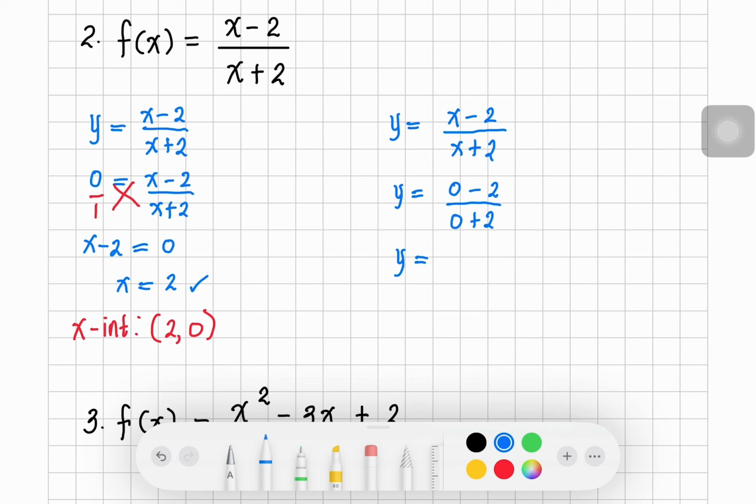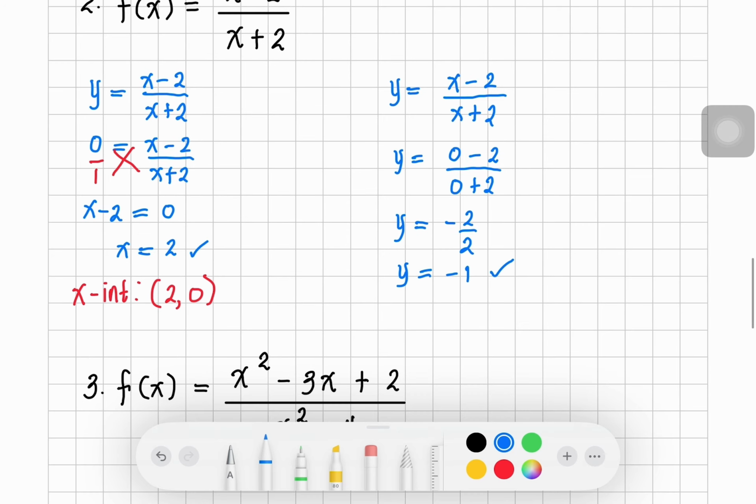So let's simplify. 0 minus 2, this is equal to negative 2. 0 plus 2 equals positive 2. And we can still simplify negative 2 over 2. It will become, very good, negative 1. Okay? Kasi negative divided by positive is negative. So therefore, our y-intercept, ang coordinates doon ay 0, negative 1. Hindi siya pwedeng maging negative 1, 0. That is x-intercept. Okay? So, the y-intercept is 0, negative 1.